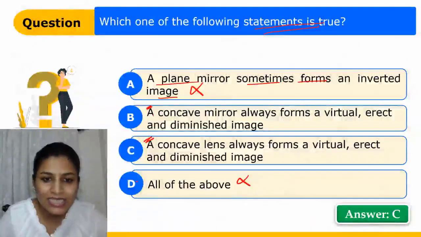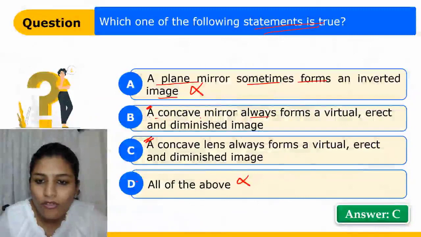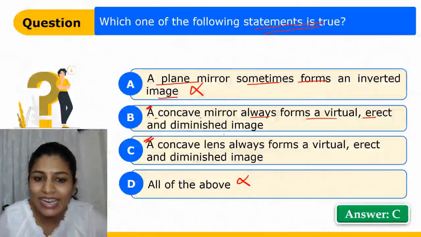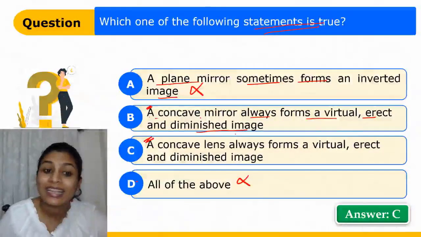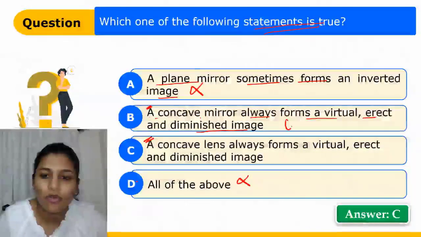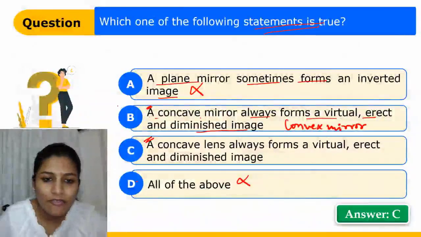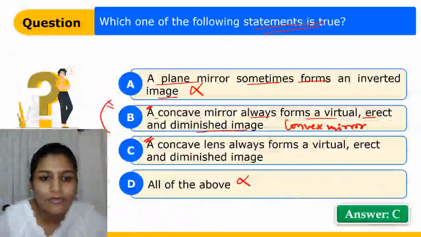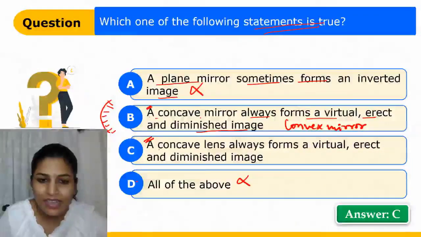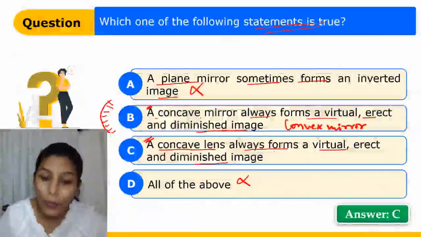Now let us see what it is telling us. Option B is saying a concave mirror always forms a virtual, erect and diminished image. This never happens in the case of a concave mirror. This happens in the case of a convex mirror, which is painted from inside. Okay. Now the next option says the concave lens always forms a virtual, erect and diminished image, which is correct.